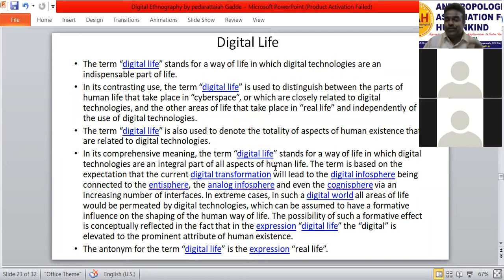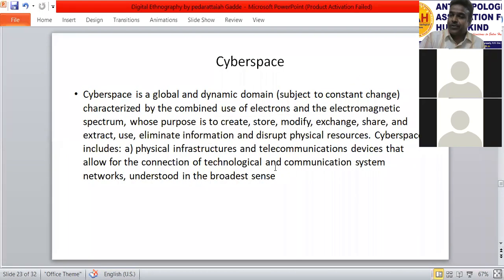The antonym for the term digital life is the expression real life: digital life and real life. And what is the relationship between these things? That's where the digital ethnographer is very curious to know.